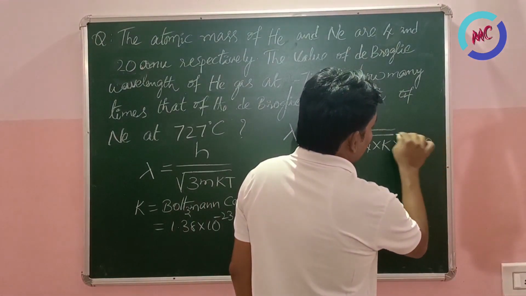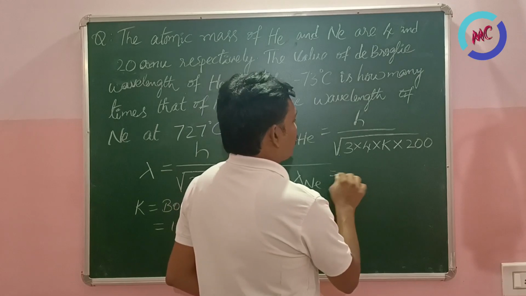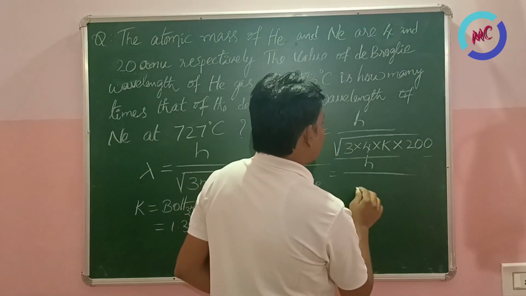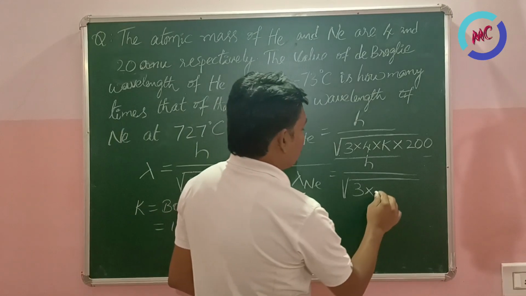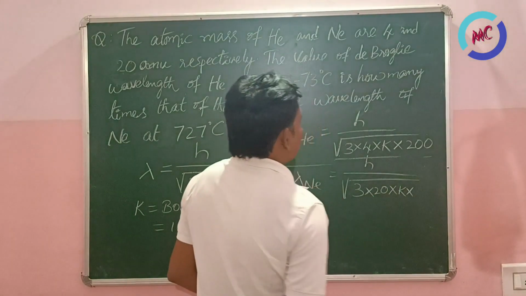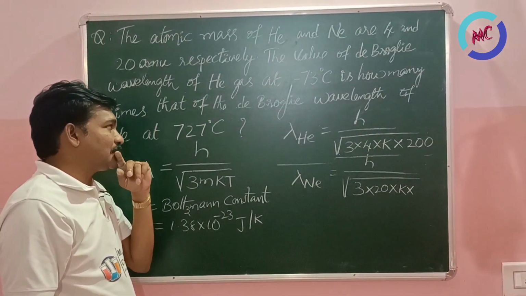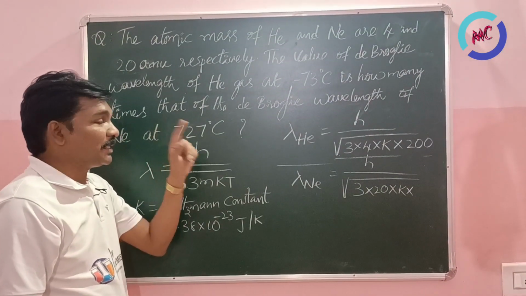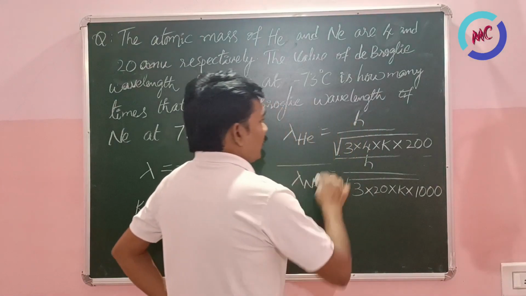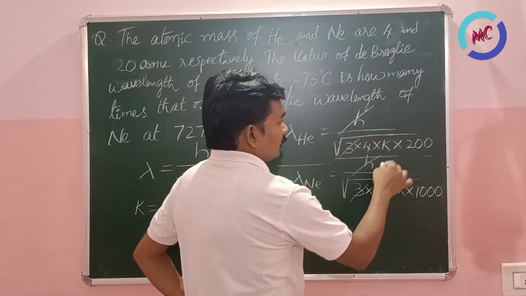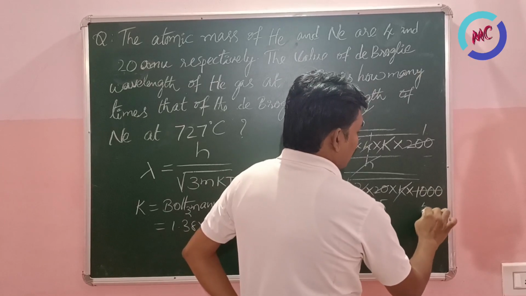The wavelength of neon is h by root of 3, and the mass of neon is 20, into k. And what is the temperature of neon? 727 degrees Celsius, which in Kelvin is 727 plus 273, that is 1000 Kelvin. h cancels, 3 cancels, k cancels; 4 ones are 4, 4 fives are 20, 200 ones, 200 fives.